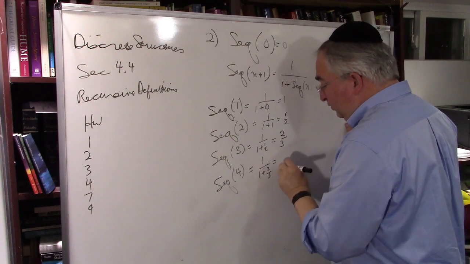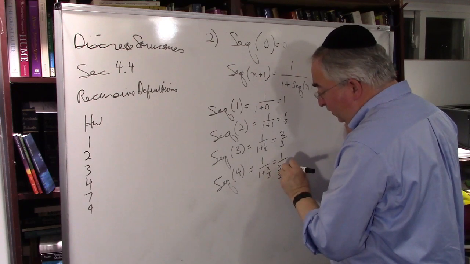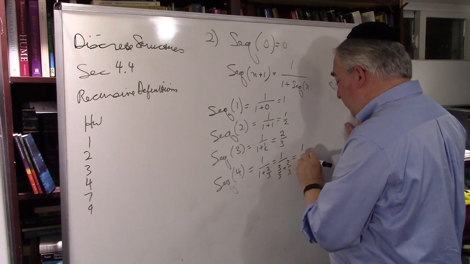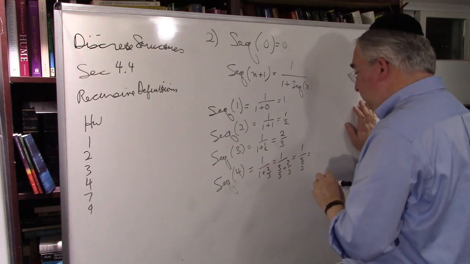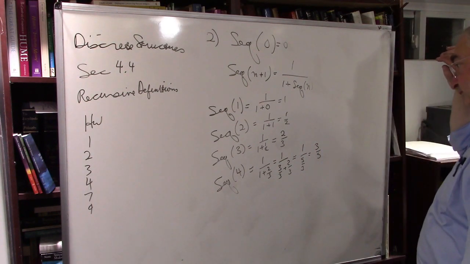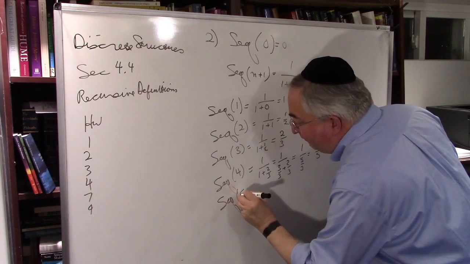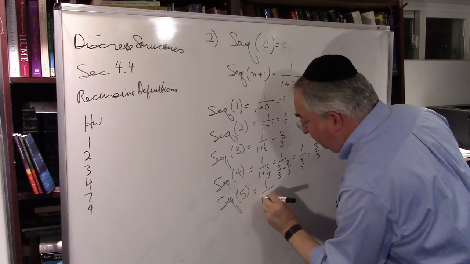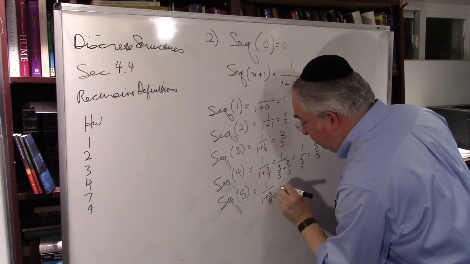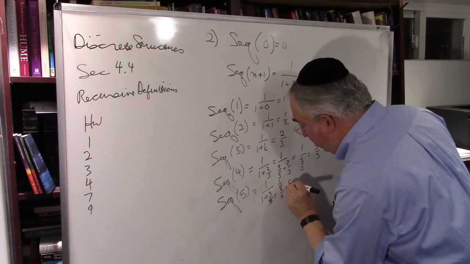So this is equal to 1 over 3 over 3 plus 2 over 3. This is equal to 1 over 5 over 3, which is equal to 3 over 5. Let's do SEQ of 5 is equal to 1 over 1 plus 3 over 5. This is equal to 1 over 8 over 5, which is equal to 5 over 8.